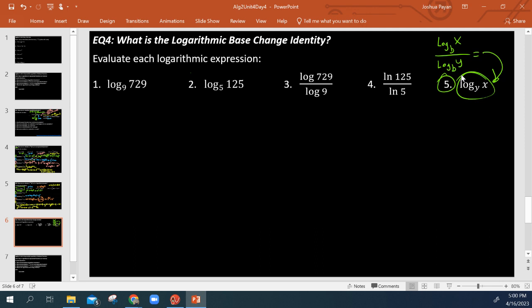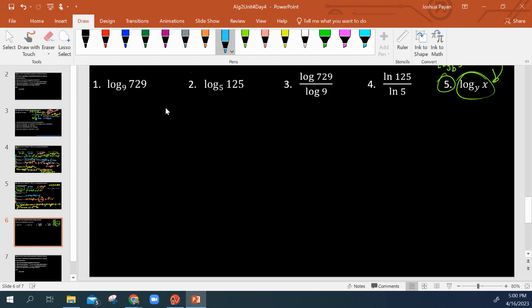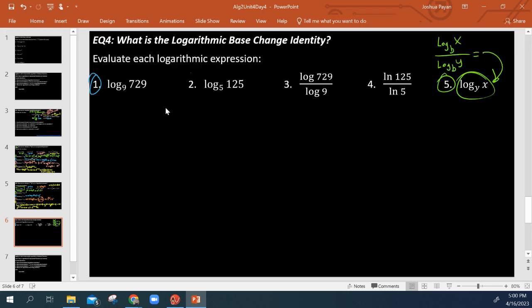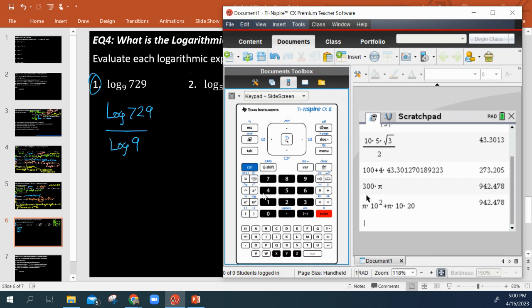Okay, so that is the logarithmic base change identity, right? So to see it in action, we're going to try it a few different ways. We're going to try it with just base 10, base whatever, and natural log. So let's try it first with base 10. So this is x, this is y. So that means I can just say log 729 over log 9. So let's test our little theory out.